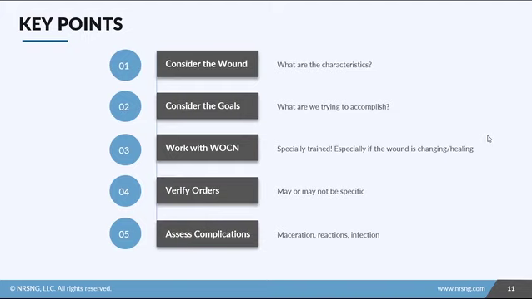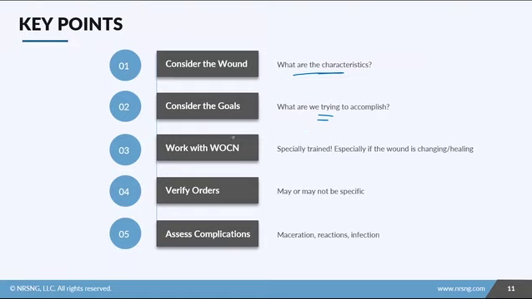So I know that's a lot of information, so let me just boil it down to a few key points. Remember, when selecting a dressing, consider the wound characteristics. What's going on with the wound itself? Is there drainage? Is there slough? Then think about the goals. What are we trying to accomplish with this wound? Are we leaving it open on purpose? Does it need to be debrided? Are we dealing with an infection?